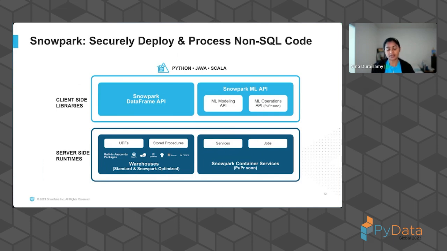Another interesting component is that with all the LLMs and generative AI coming in, you will now also have access to container services, which are a way for you to get GPU compute to run all your LLM workloads and more. So the server-side runtimes are just a bunch of compute clusters, but you could be using standard warehouses as compute clusters or container services as GPU compute clusters based on your workload.